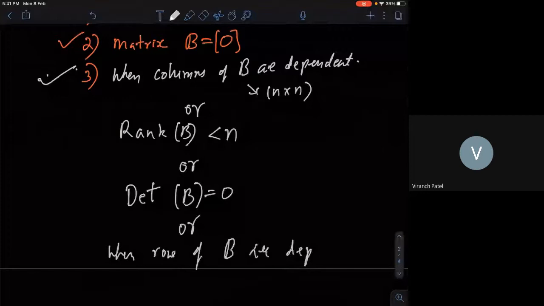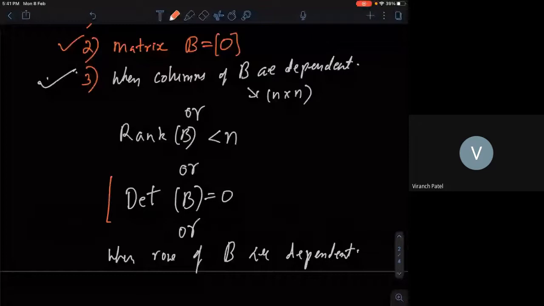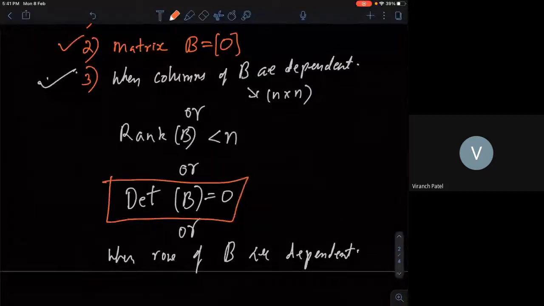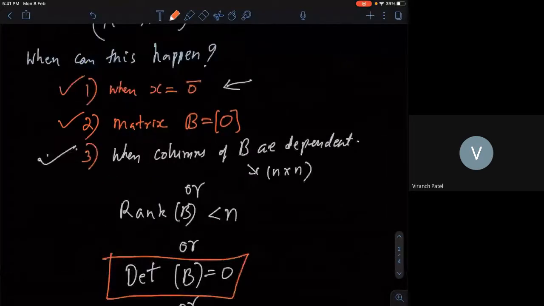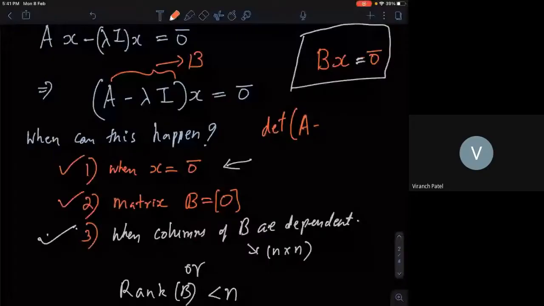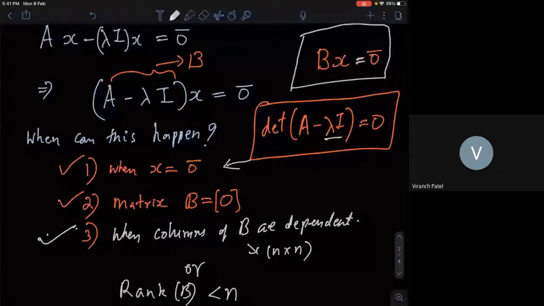But what is the most crucial? What is that thing which we can use here? We can use this fact: the determinant of B is 0. This is the thing we can check now. I'm going to use this fact, the determinant of B is 0, or I'm going to check whether the determinant of A minus lambda I is equal to 0. In other words, what values of lambda will give me the determinant of A minus lambda I to be 0. This is what I'm going to use now.